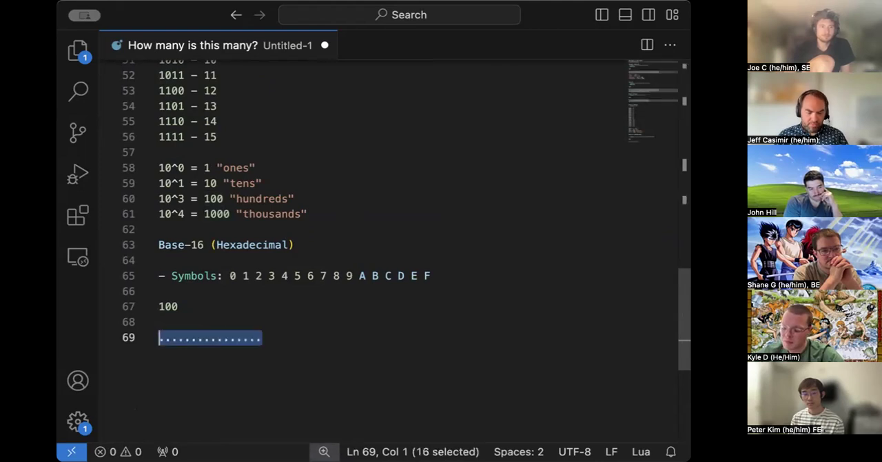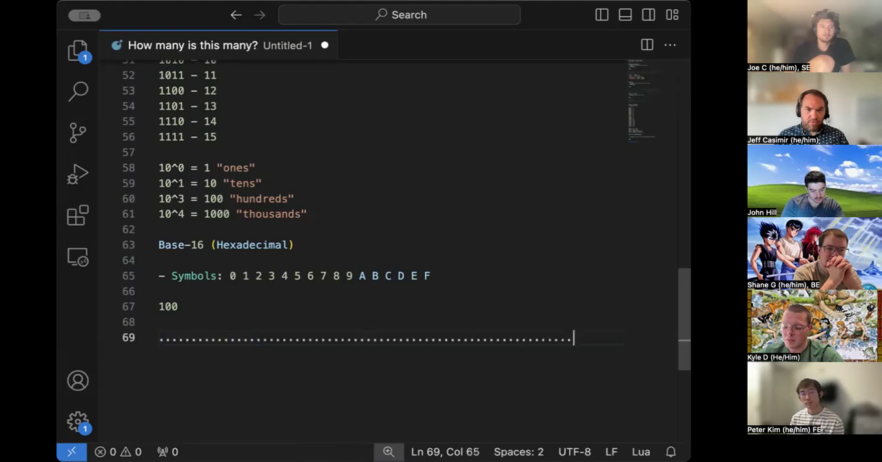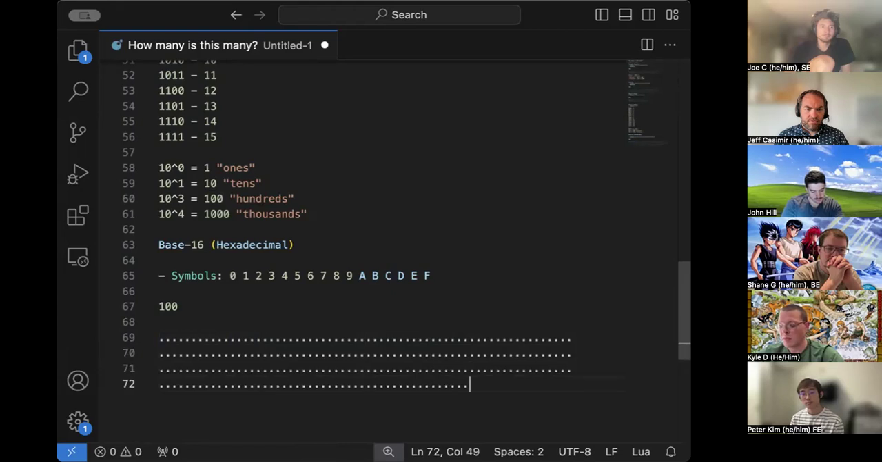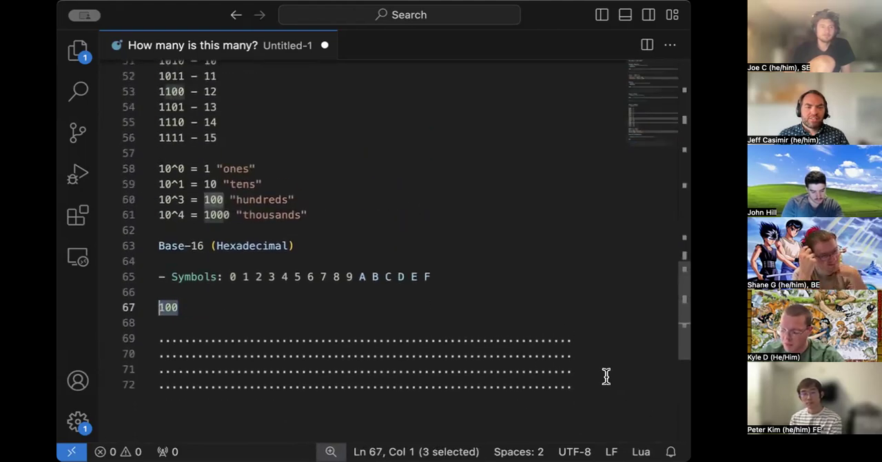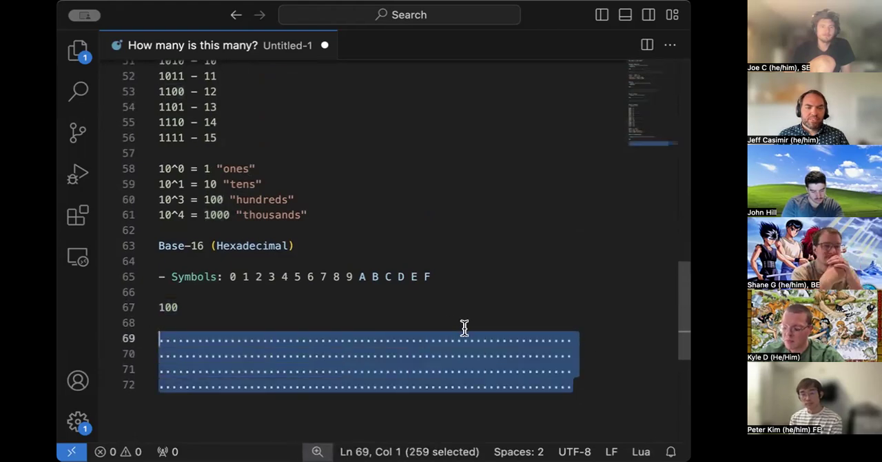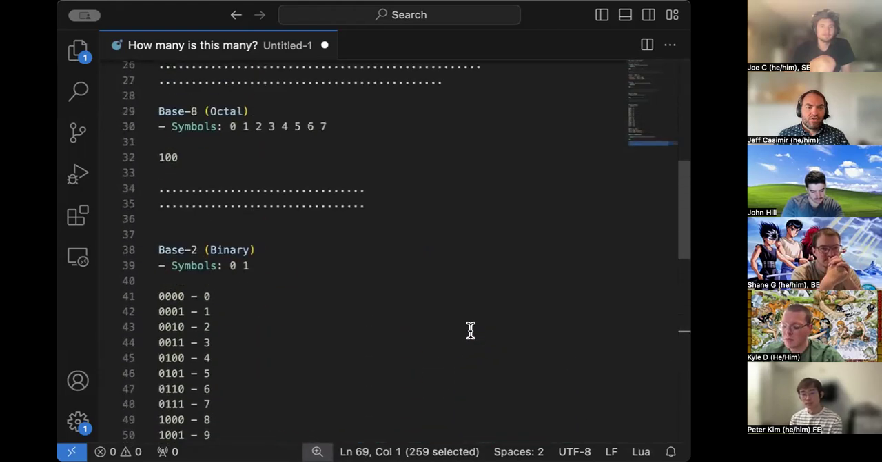Okay, I think that's 16. Yep, 16. This 100, it is 16 times. So it's this 16: 1, 2, 3, 4, 5, 6, 7, 8, 9, 10, 11, 12, 13, 14, 15, 16. Okay. So now if I compare that side by side with this 100 in hex, it represents this quantity.